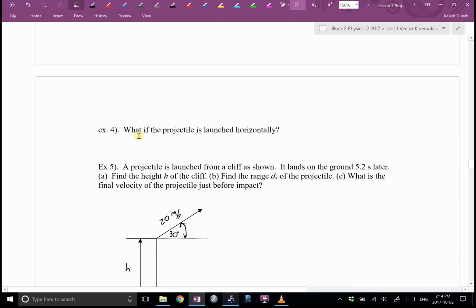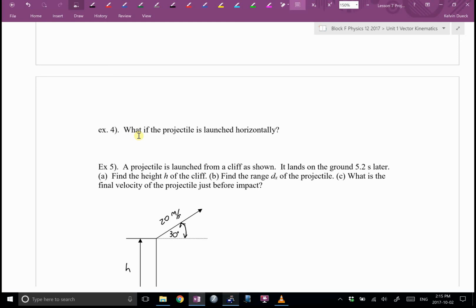What if we launched from a cliff, like in example 4, but we're launched horizontally? There's one thing that makes this question much, much nicer. This is why horizontally from a cliff is so much easier than cliff at an angle. What's 0? A is not 0. Horizontally A is 0, but vertically A is negative 9.8. We called those our physics no-brainers.